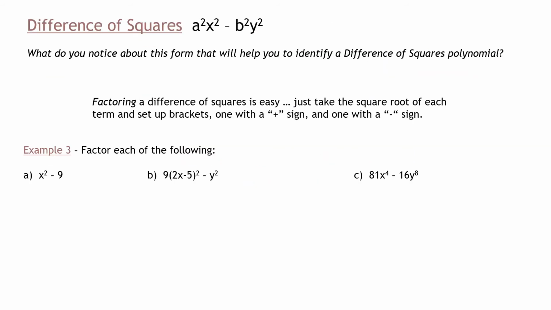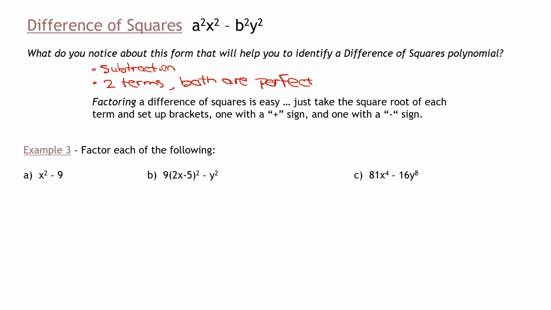Difference of squares was another one of our factoring methods from last year that we're going to review. What do you notice about this form that would help you to identify a difference of squares polynomial? First of all, it's got the word difference in it, so we need to have a subtraction sign in between them. The other thing is there are two terms. It's a binomial, two terms with a subtraction sign between them. And both terms are perfect squares. So that's how we identify a difference of squares.